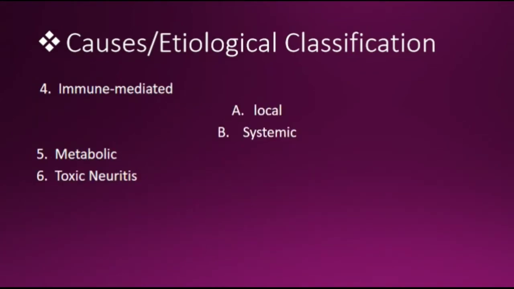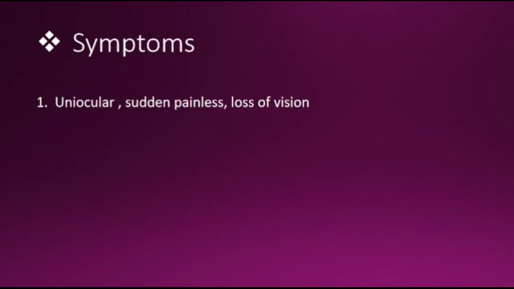Immune-mediated: in local, the cause is uveitis, and in systemic, the cause is sarcoidosis. Metabolic: diabetes. Toxic neuritis.